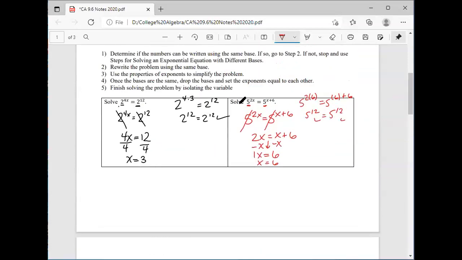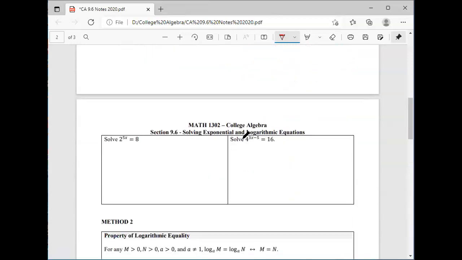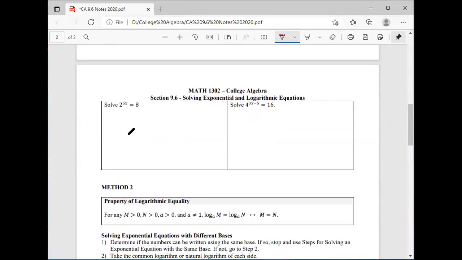So when they're not the same, like the next problem, we want them to be the same. If at all possible, we want to try to get the bases to be the same. So I'm looking at this problem right here, and this base is a 2. And this base is not a 2, okay? But if I can get it to be a 2, it will make my life a lot easier. So is there a way that I can change 8 to be 2 to something?